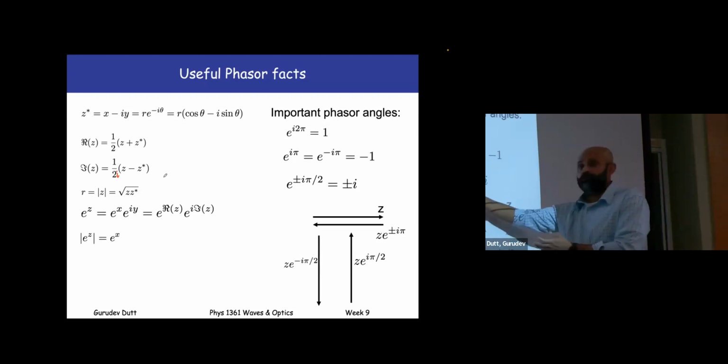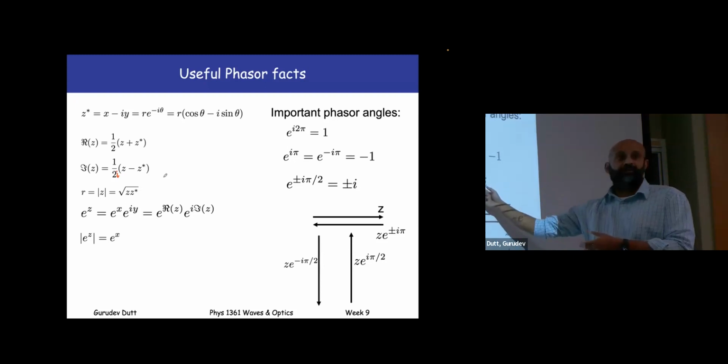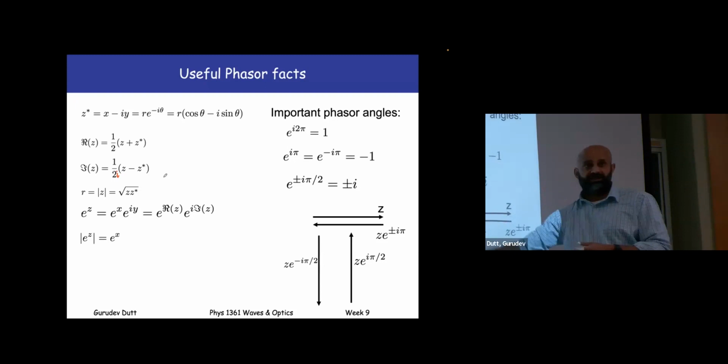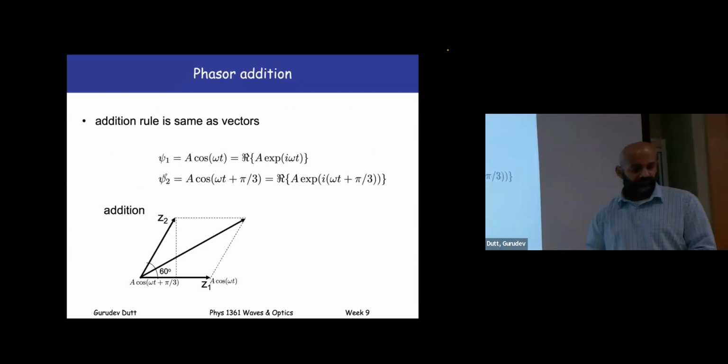Okay. And also pi over 2, that's a rotation by an angle of 90 degrees, that's equivalent to multiplying by plus i. Or minus i if it's minus i pi over 2. Okay, so the addition rule for phasors is the same as for vectors.